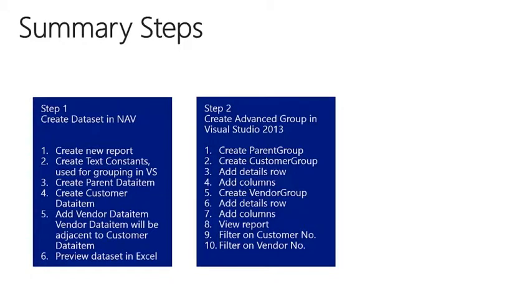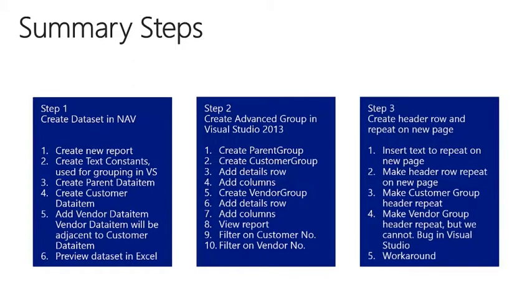We have also seen how to filter each group, so only rows in the datasets which belong to the group are shown. In step number 3, we have seen how to repeat the header row in the tablix on each new page, and we have seen how to repeat the customer group header, the vendor group header, on each new page as long as the group is printing. And at last, we have seen how to work around the bug when Visual Studio is creating unnecessary static rows in our layout.